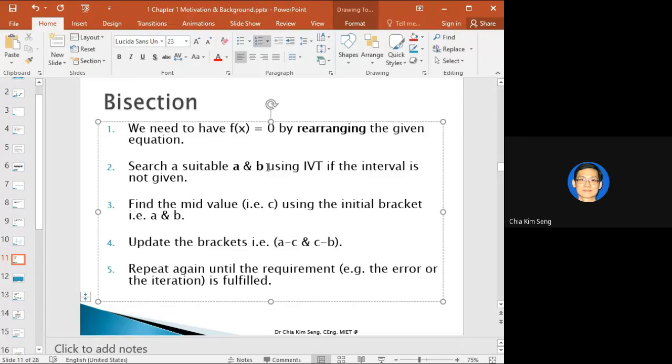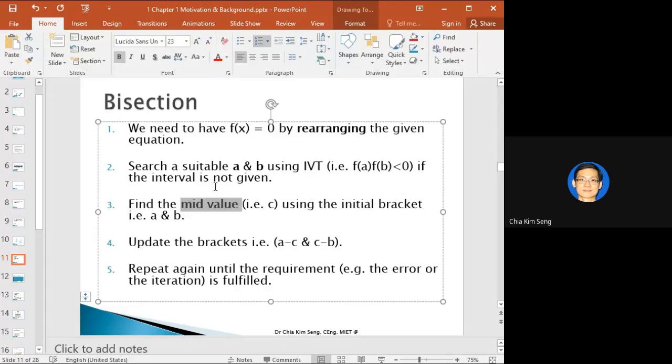And after that, the initial value of the theorem, the equation, f. I think you still remember, like we just mentioned, f(A) times f(B) less than 0. After you find out A and B, there's a root between them. So next you get the midpoint as I mentioned to you.